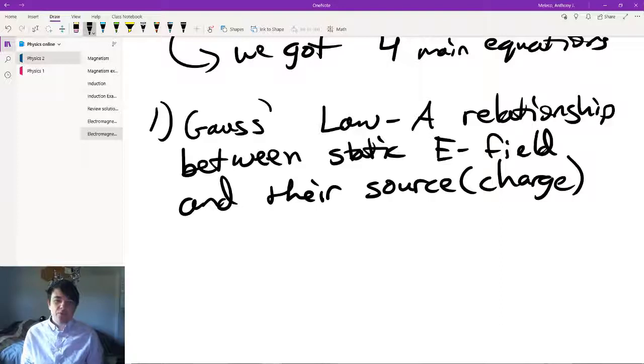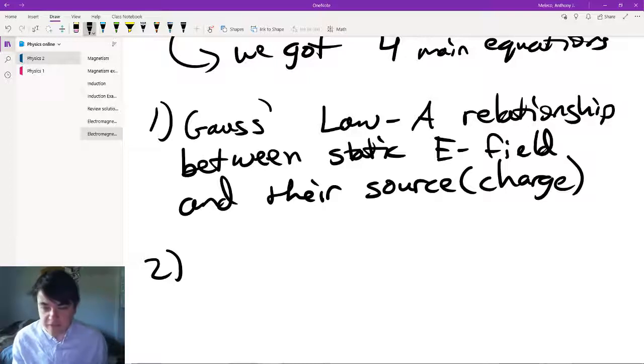Gauss's law is the first of Maxwell's equations, and the conceptual understanding of this was a relationship between a static E field, a static electric field, and its source charges. If you have a charge but you don't know what the electric field coming from it is, you can put a surface around it and find the flux, or amount of E field going through that, and that tells you something about what the source charge is. That's what Gauss's law was. We talked about this when we were doing static E fields.